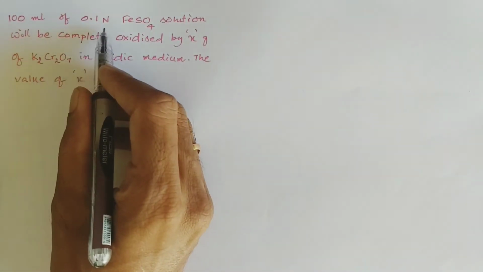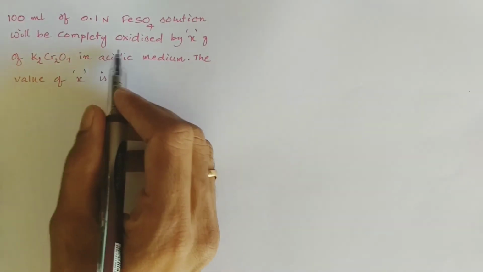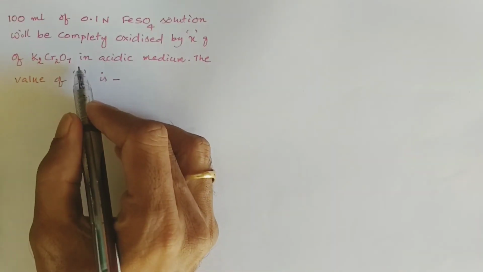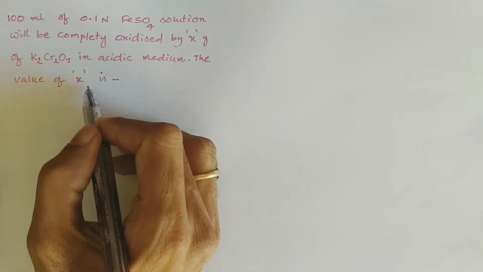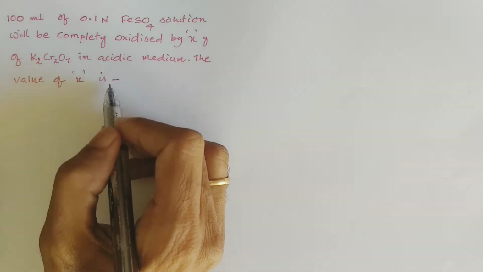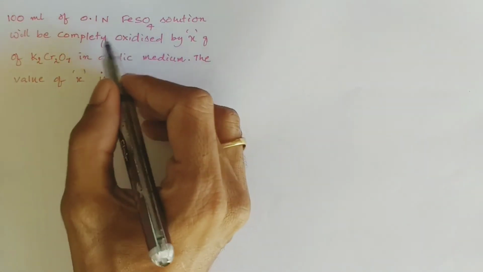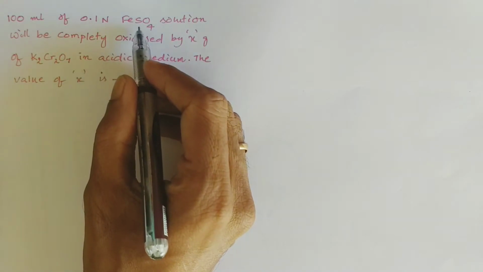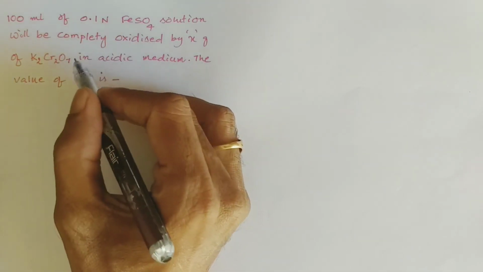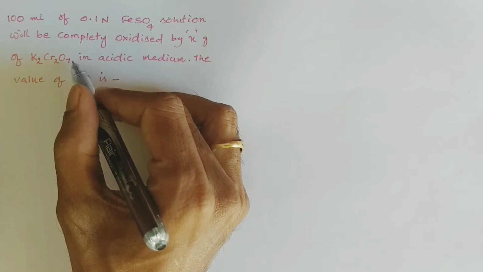100 milliliters of 0.1 normal ferrous sulfate solution will be completely oxidized by x grams of potassium dichromate in acidic medium. The value of x is? So here the reaction is happening between ferrous sulfate and potassium dichromate. Ferrous sulfate is a reducing agent, whereas potassium dichromate is an oxidizing agent. So the reaction is a redox reaction.